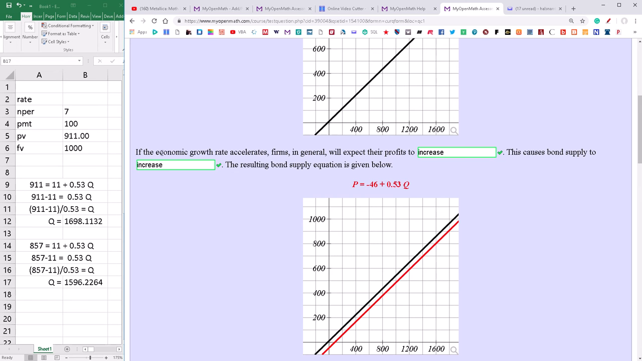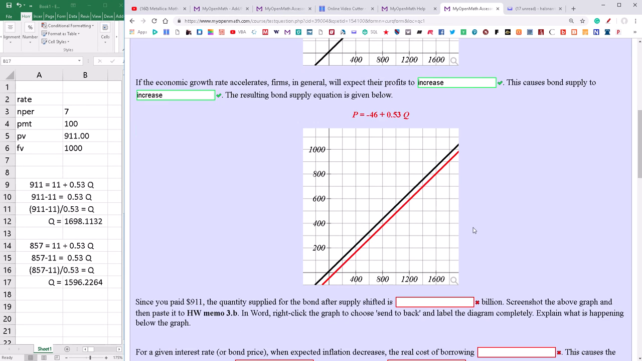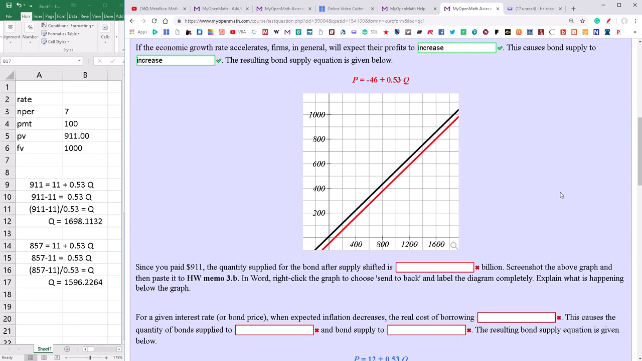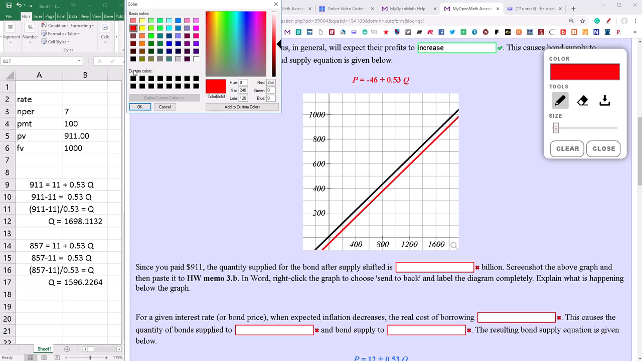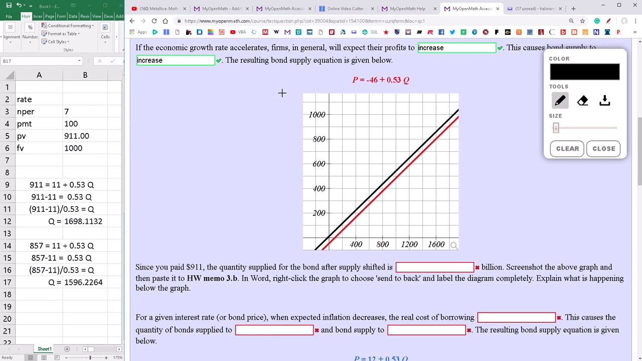Okay, and then the original supply curve is the black curve, and the new supply curve is this red one. So this equation corresponds to this red line. Okay, so I'll go ahead and draw on this. Let me get my drawing tool again. Okay, originally, I'll go ahead and label it for you. We got price, quantity, 911 is the original price.